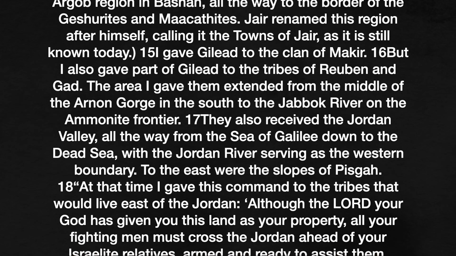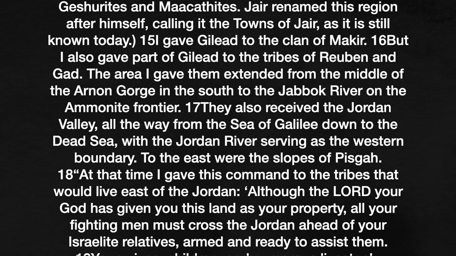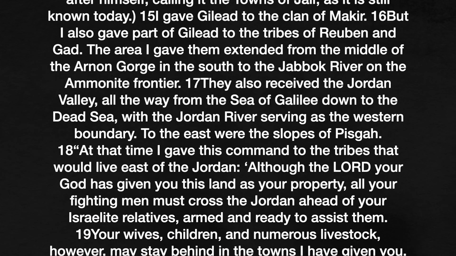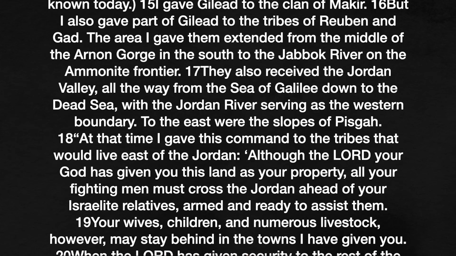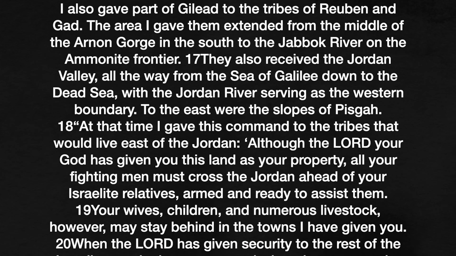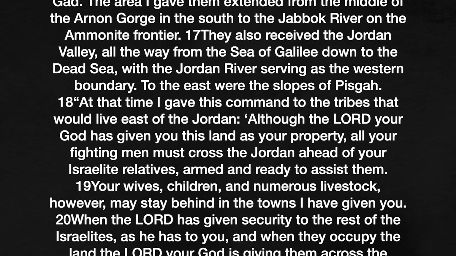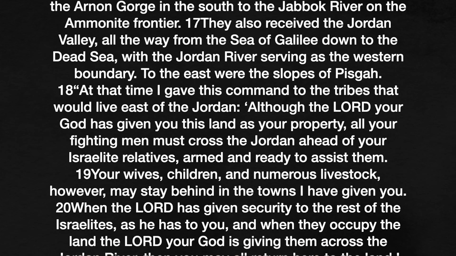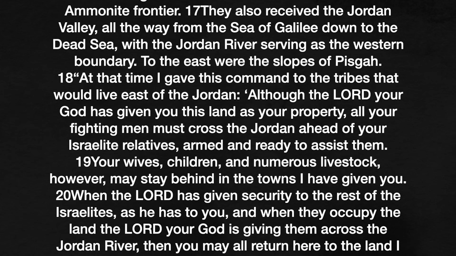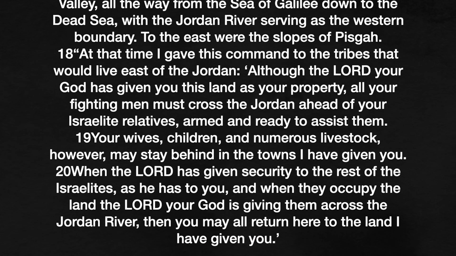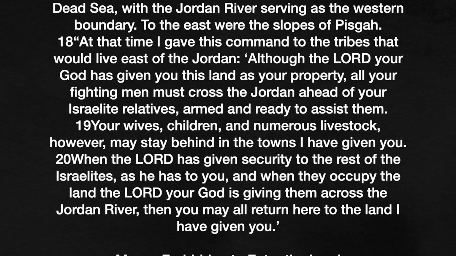I gave Gilead to the clan of Machir, but I also gave part of Gilead to the tribes of Reuben and Gad. The area I gave them extended from the middle of the Arnon Gorge in the south to the Jabbok River on the Amorite frontier. They also received the Jordan Valley, all the way from the Sea of Galilee down to the Dead Sea, with the Jordan River serving as their western boundary. To the east were the slopes of Pisgah.